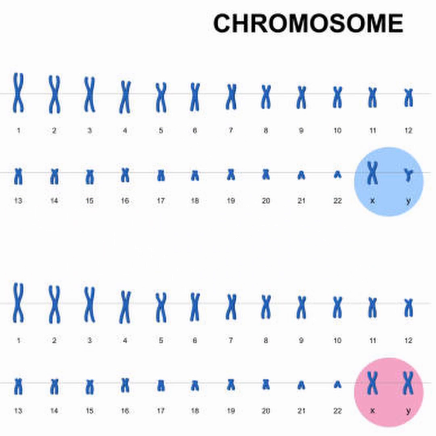We all have 23 pairs of chromosomes in our bodies. One of these pairs determines our biological sex. These chromosomes are referred to as sex chromosomes. The other 22 pairs of chromosomes control other traits. These chromosomes are referred to as autosomal chromosomes.